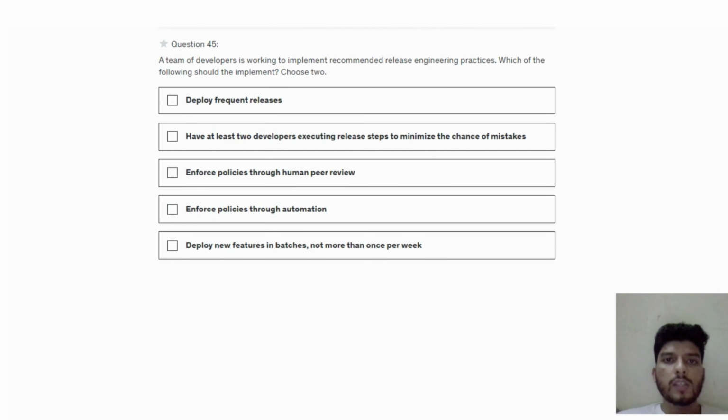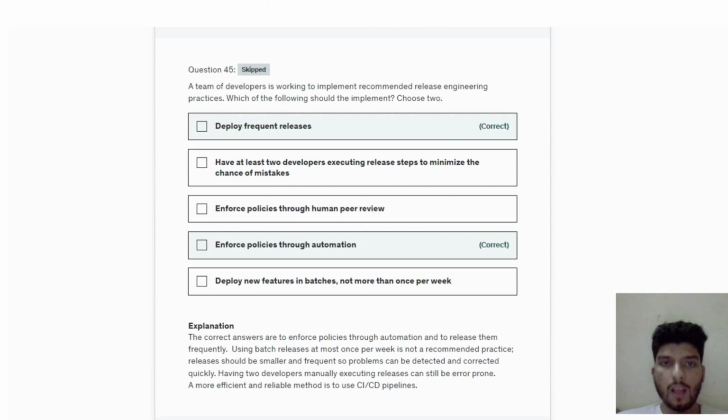So moving ahead to question 45. A team of developers is working to implement recommended release engineering practices. Which of the following should they implement? Deploy frequent releases, have at least two developers executing the release steps to minimize the risk of mistakes, enforce the policies through human peer review, enforce the policies through automation, deploy new features in batches no more than once per week. And the right answer is option A, deploy frequent releases, or option C, enforce the policies through automation.